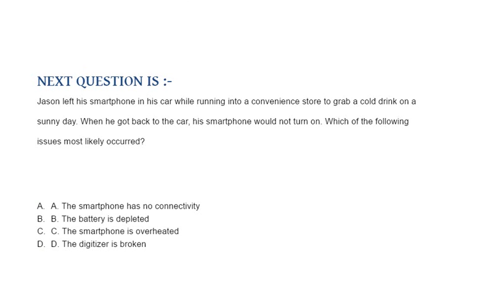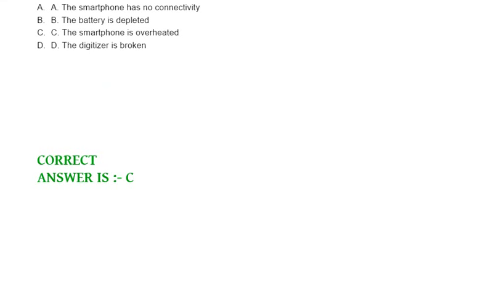Next question is, Jason left his smartphone in his car while running into a convenience store to grab a cold drink on a sunny day. When he got back to the car, his smartphone would not turn on. Which of the following issues most likely occurred? Option A. The smartphone has no connectivity. Option B. The battery is depleted. Option C. The smartphone is overheated. Option D. The digitizer is broken. Correct answer is option C.